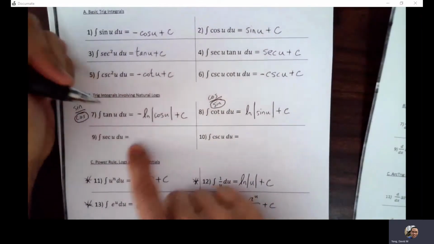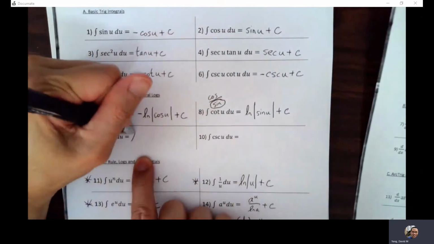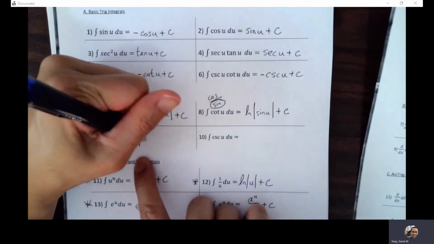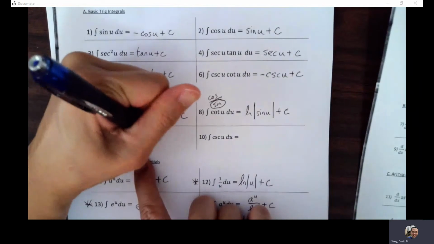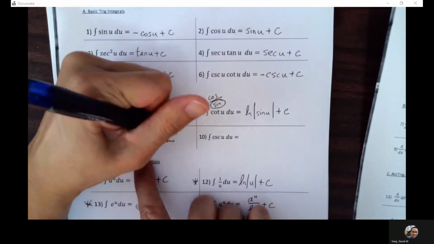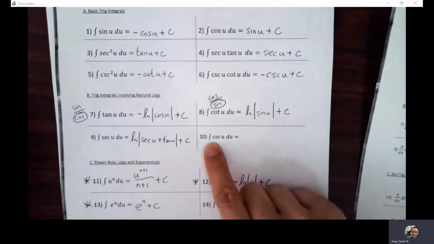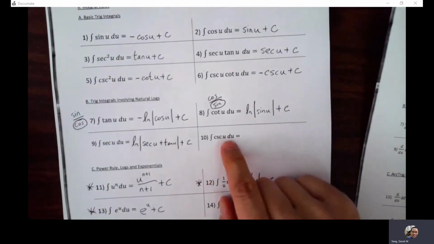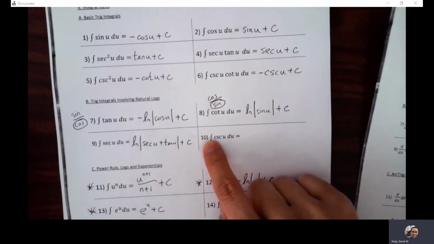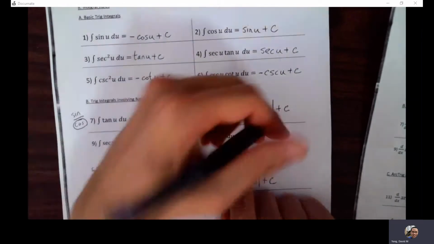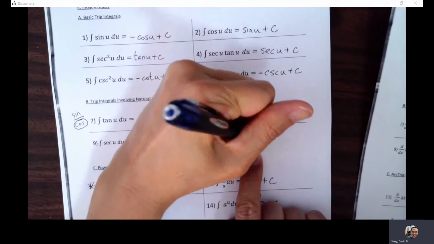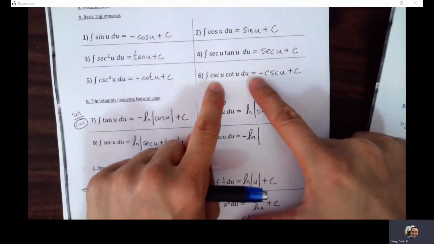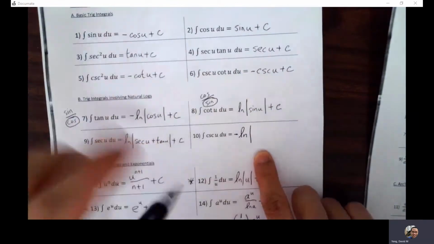So secant of u is not one of the original 6. There's a natural log involved. It's natural log of something involving secant and tangent, but it's a little bit different. There's going to be a plus in between instead of a multiplication. And then cosecant, similar to what we would expect. Cosecant, we naturally expect it to produce a negative integral, and that's the same. It's going to be negative natural log absolute value. We associate cosecant with cosecant and cotangent, but instead of multiplication, it's going to be added.